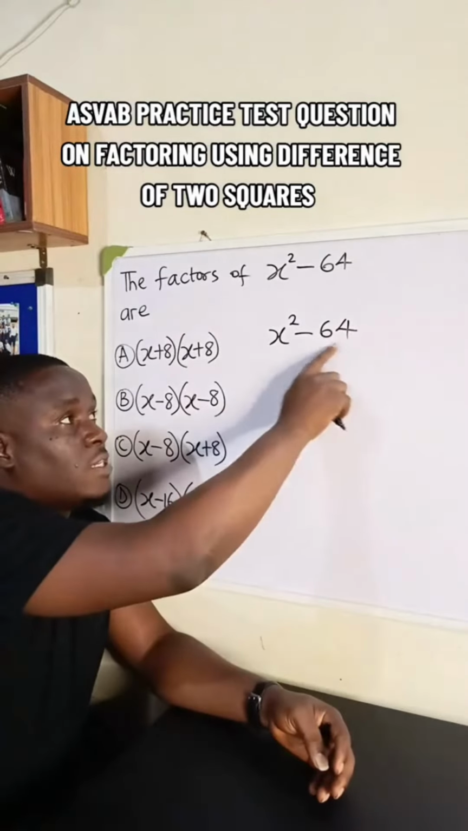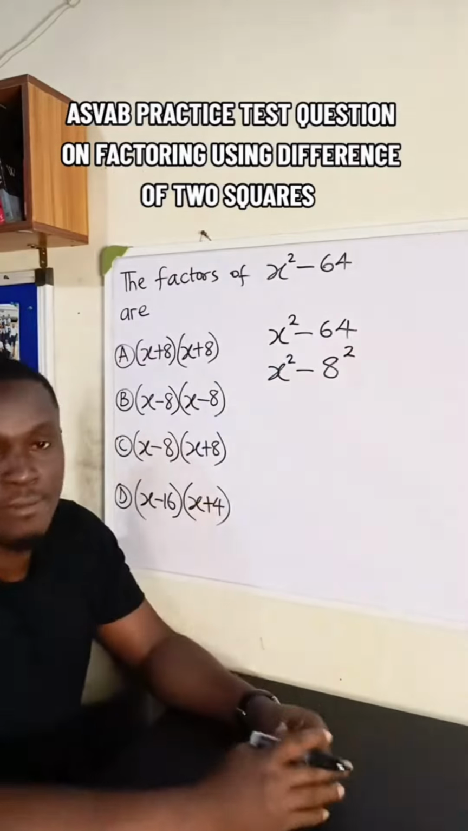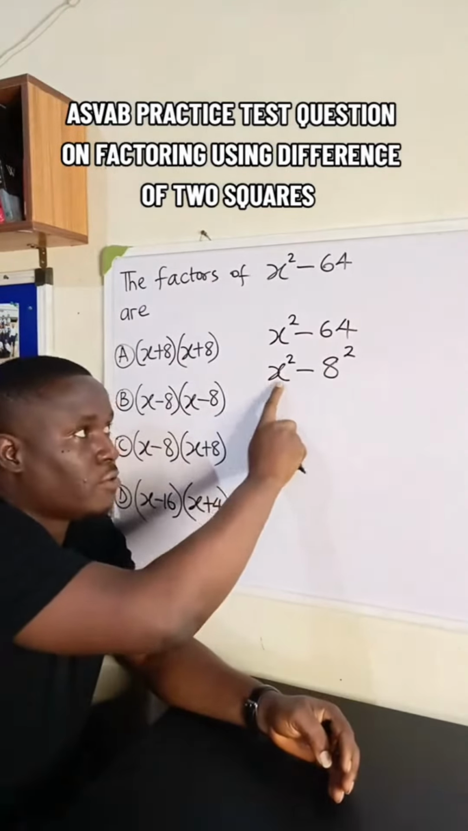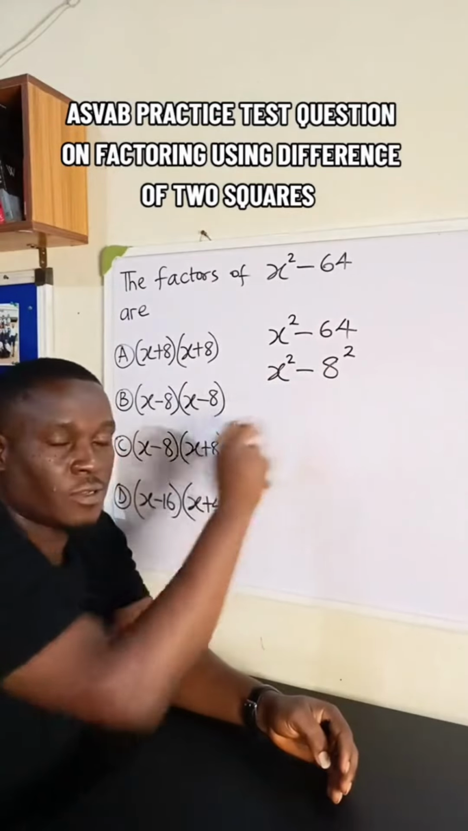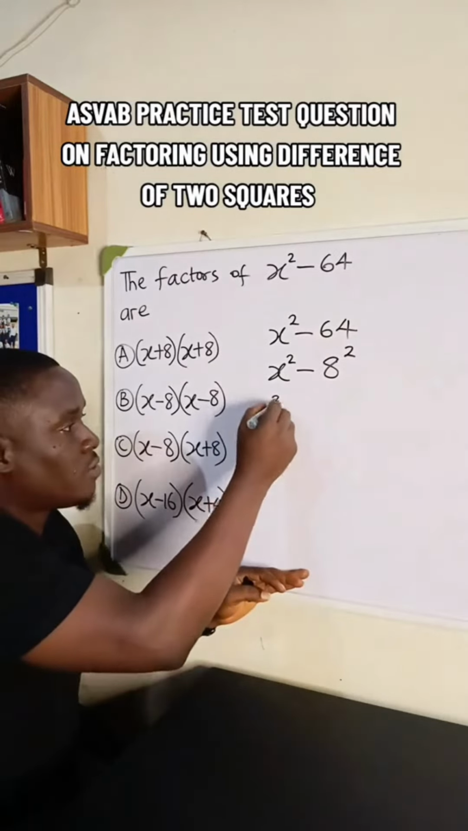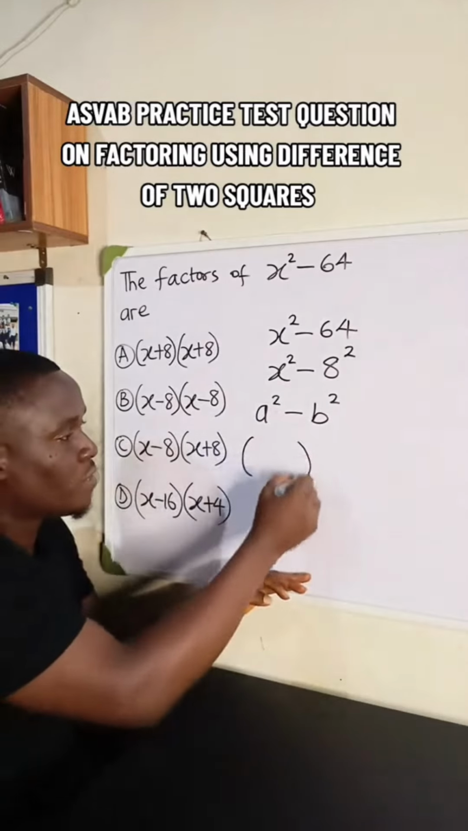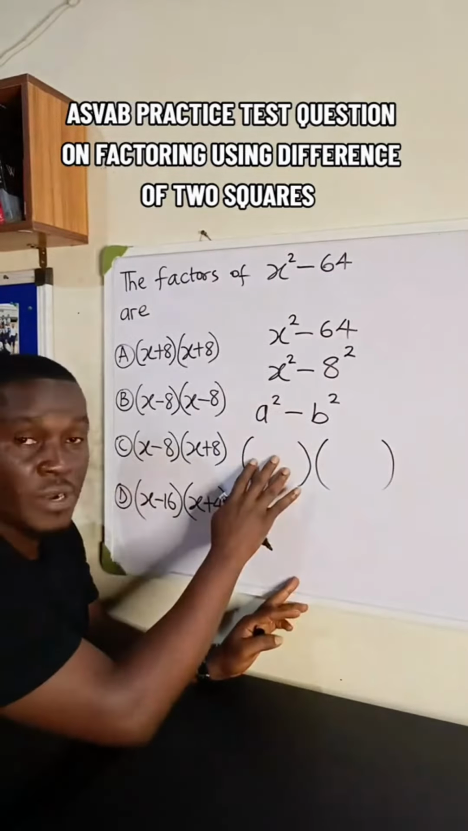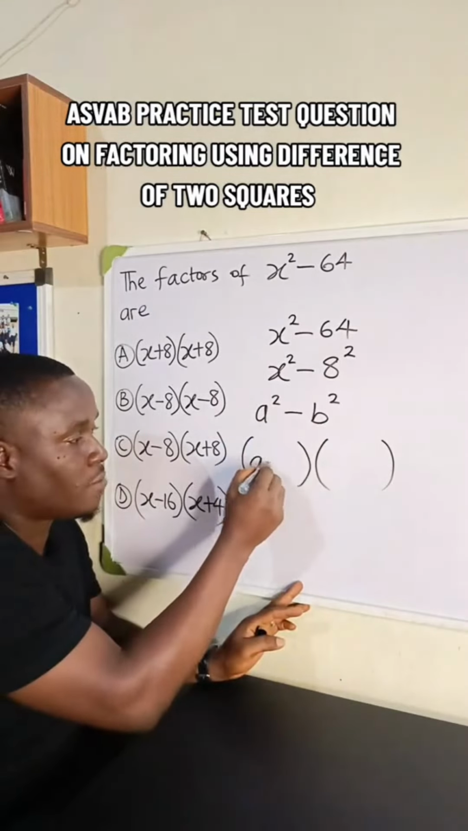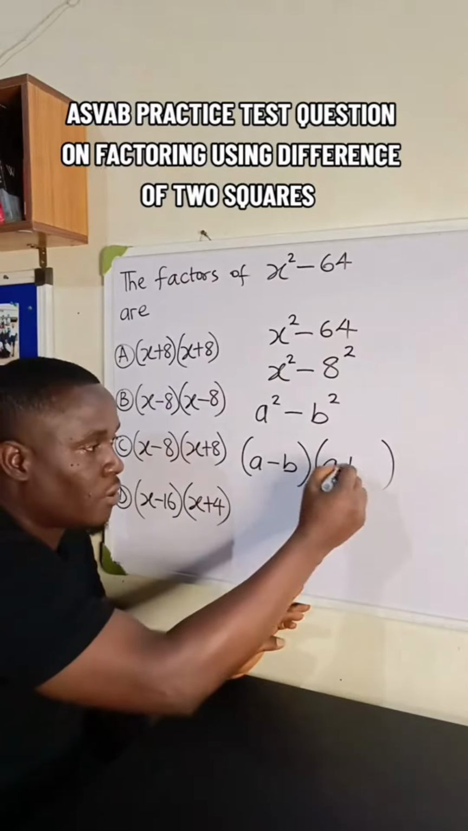So we can replace 64 with 8 squared: x squared minus 8 squared. So we can see that a squared value is subtracting a squared value. Now the principle of difference of two squares states that when you have a squared value subtracting a squared value, all you need to do is open two parentheses. In one parenthesis, the first base is going to subtract the second base, so we're going to have a minus b. And in the second parenthesis, we're going to add them together, a plus b.